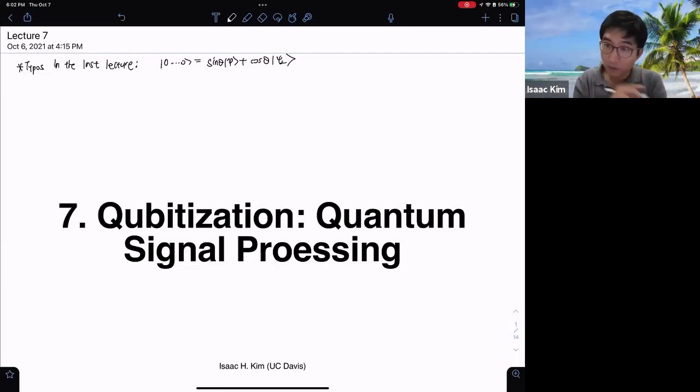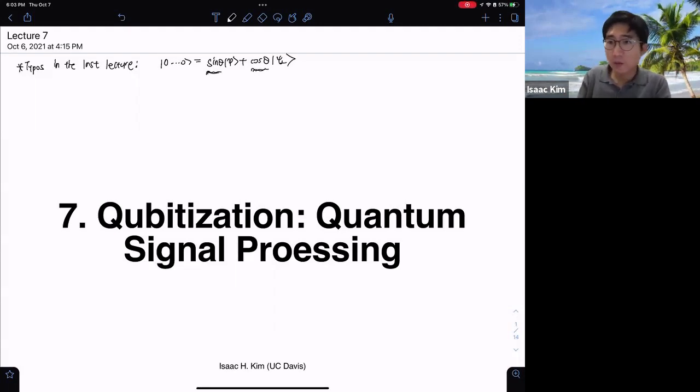So let me first apologize for the mistakes that I made in the last lecture. I believe the slides will be shared later, and in the shared slides, these mistakes will have been taken care of. Basically, as I said in the last lecture, someone pointed out that this should be sine theta and cosine theta, and I changed those two. So that was wrong. The sine theta should be cosine theta and vice versa.